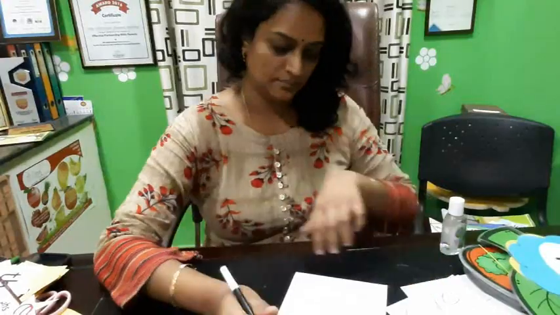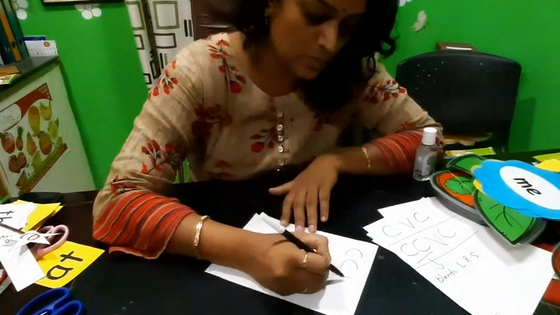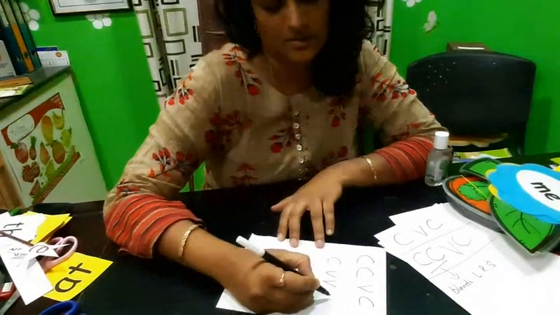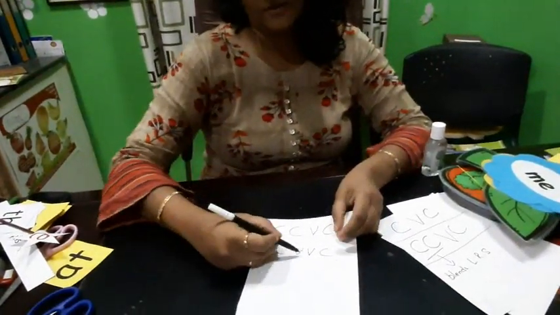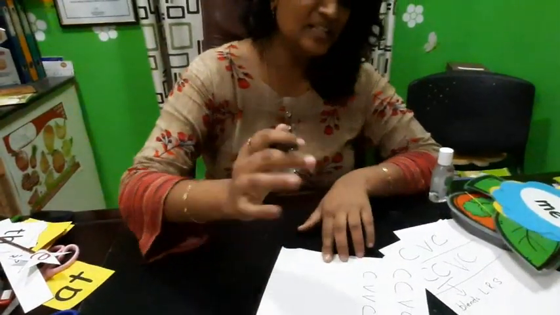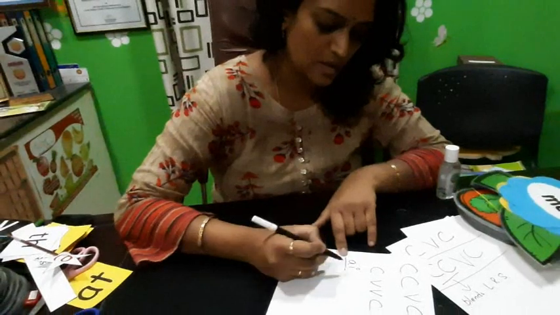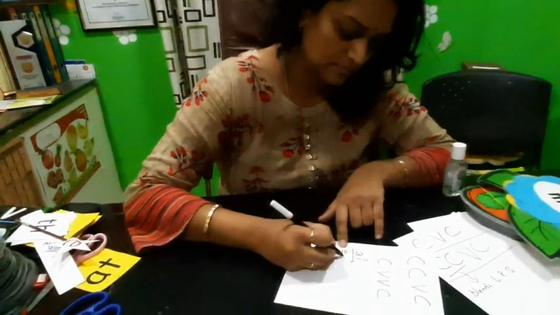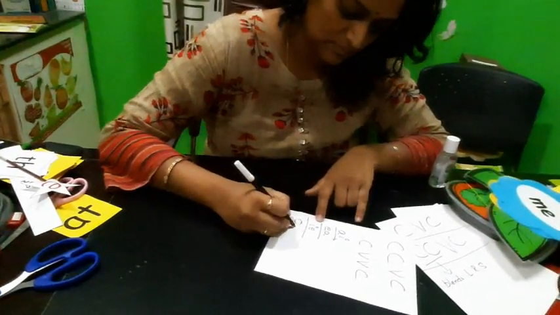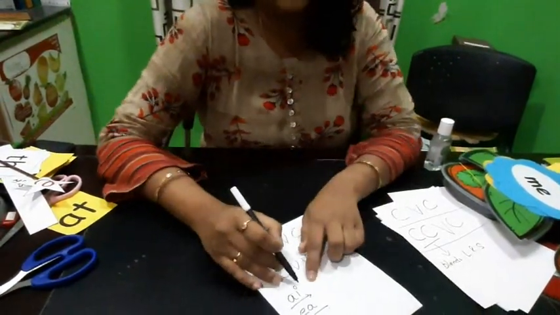Stop. Yeah, so we have seen the CCVC words. Now, what happens in this case if there are two vowels that come in between two consonants? Let us look at the vowel combinations. A and E, when they come together, okay, let us look at these vowel combinations.